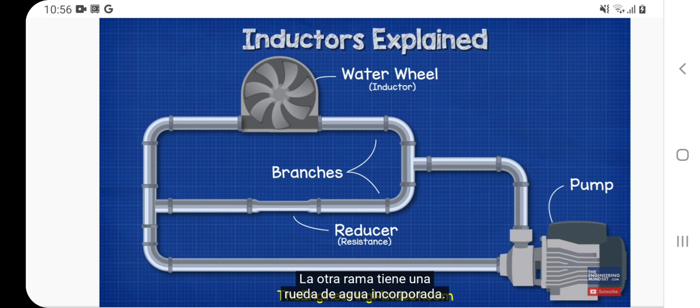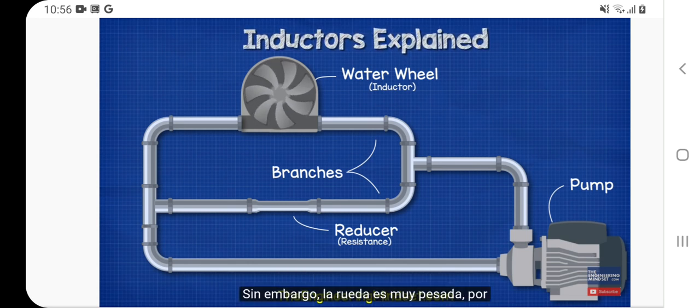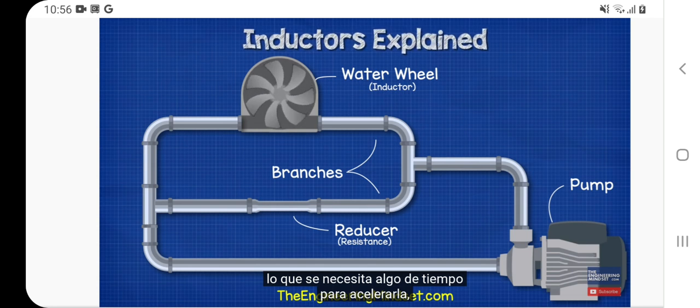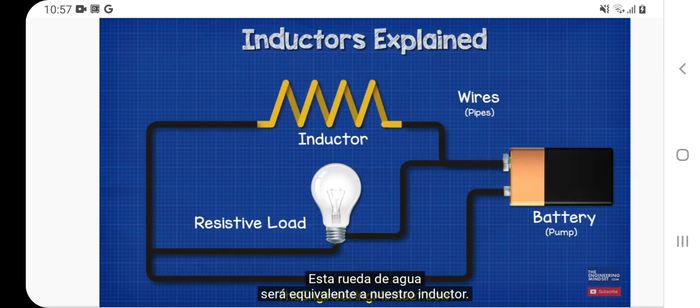The other branch has a water wheel built into it. The water wheel can rotate, and the water flowing through it will cause it to rotate. The wheel is very heavy though, so it takes some time to get it up to speed, and the water has to keep pushing against this to get it to move. This water wheel is going to be equivalent to our inductor.